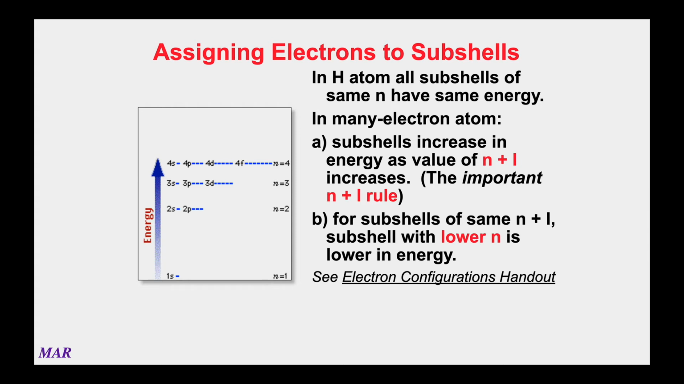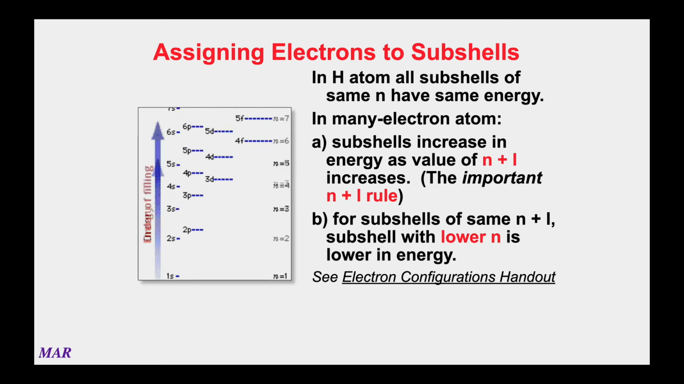This is kind of a cool video. In a single electron atom, hydrogen, subshell energies depend only on the subshell's principal quantum numbers. In a many-electron atom, the presence of electrons in one subshell affects the energy of other subshells. Consequently, the subshells are not filled simply on the basis of the principal quantum number.